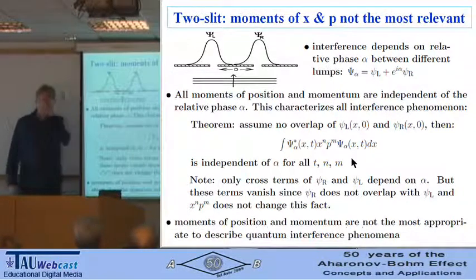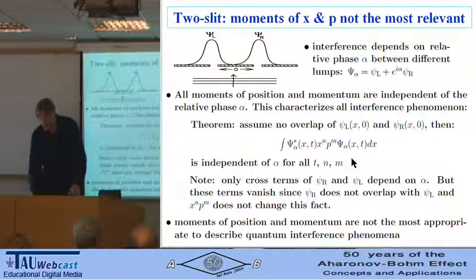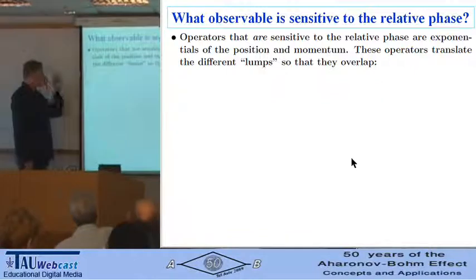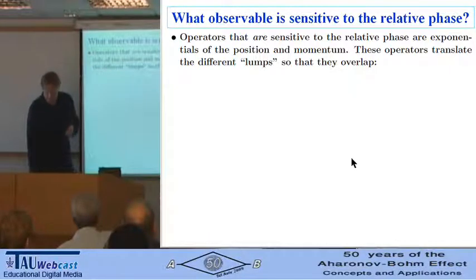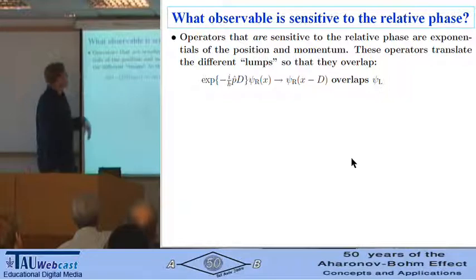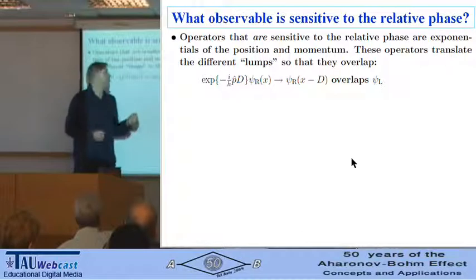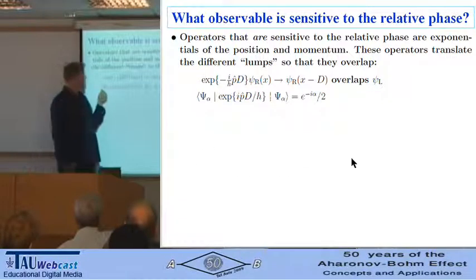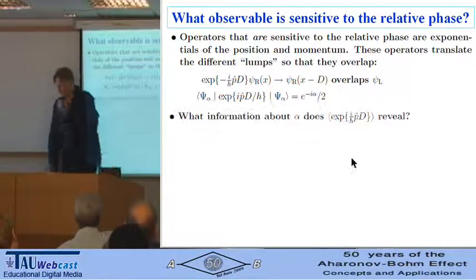So this suggests that maybe these are not really the best observables to look at. In fact, in my opinion, and Yakir's opinion, they are not the right observables. So what are the right observables that are sensitive to the relative phase? Well, these are operators that are actually exponentials of, for example, position and momentum. And these operators translate the different lumps of the wave function, for example, in a double slit, so that they overlap. So e to the i over h-bar p times a distance is actually just a translation operator. That makes this right-hand lump translate so that it overlaps with the left-hand lump. And if you actually calculate the expectation value for those operators, you see that they are dependent on the relative phase.